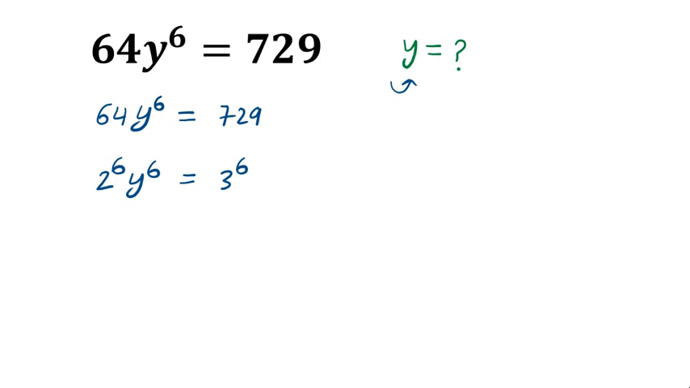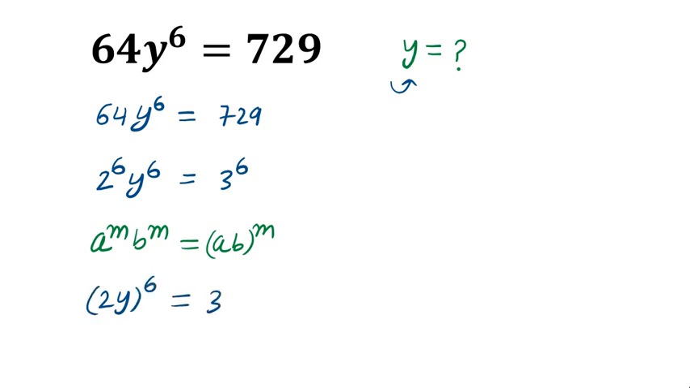Now look carefully at the left hand side. Here we will apply the base and exponent rule. We know that a power m times b power m is equal to (a times b) whole power m. According to this rule, we can write the left hand side as (2 times y) whole power 6 is equal to 3 power 6. Now if we move 3 power 6 to the left hand side, then this is (2y) power 6 minus 3 power 6 is equal to 0.